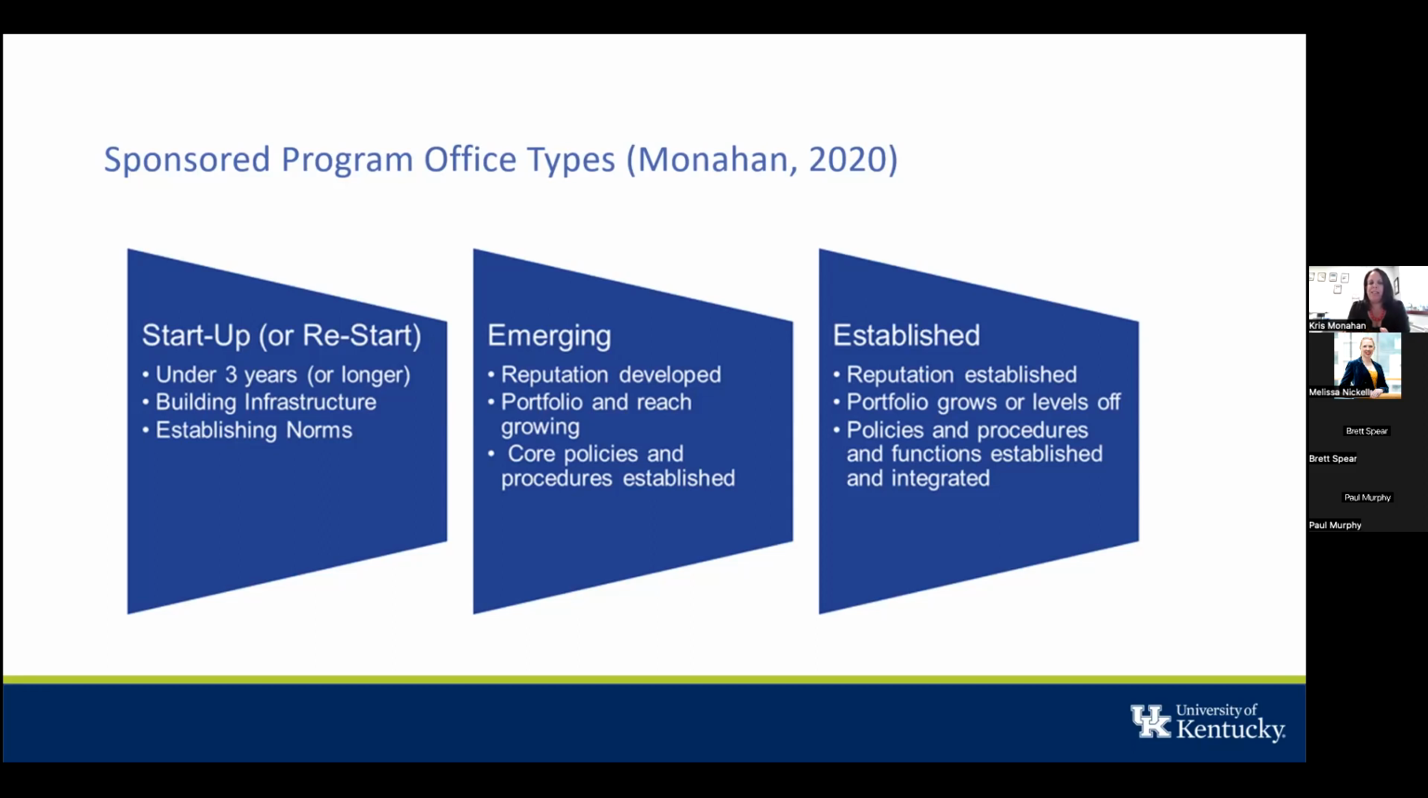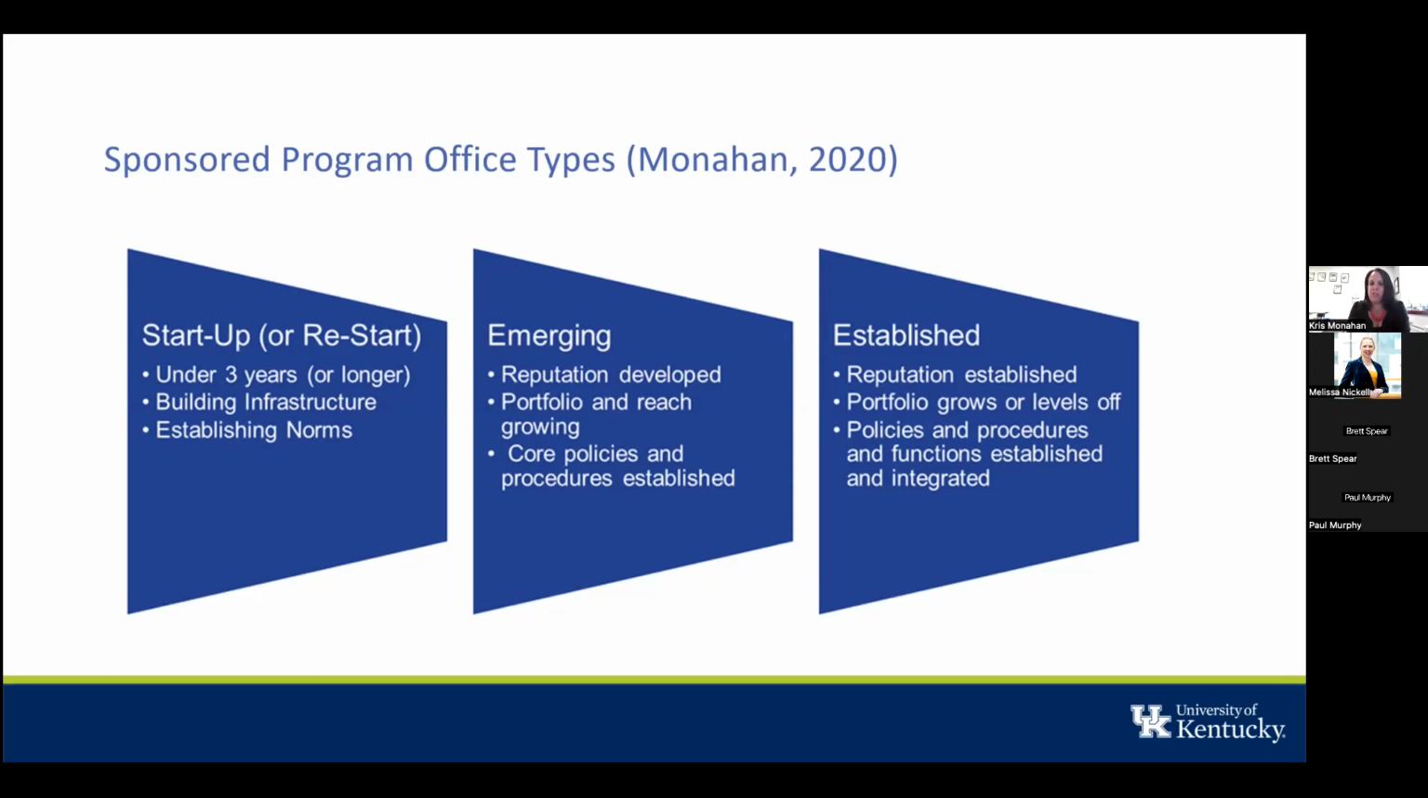And then I would say an established office is one where you've got a reputation established. And when I say reputation, I mean your faculty know that you're a go-to office, what your office does, what you can do, what you can't do, and how you can help. And it takes a lot to establish that reputation. It takes multiple forms of communication. Your portfolio should grow, and it may even level off, because thinking back to what I've said previously, you have to look at your institution.